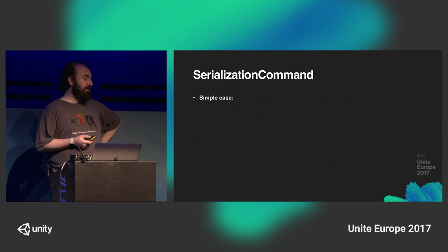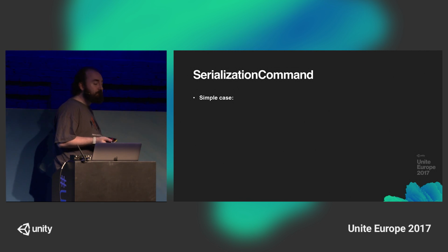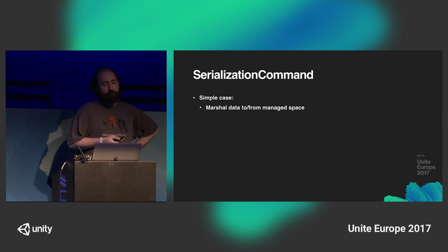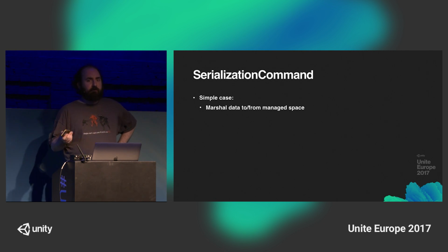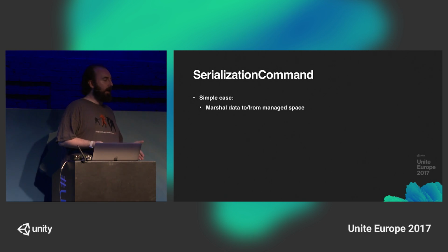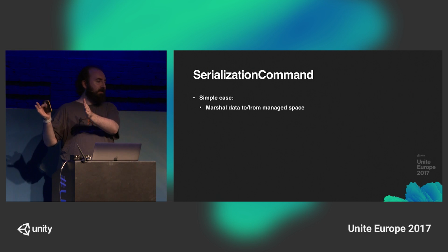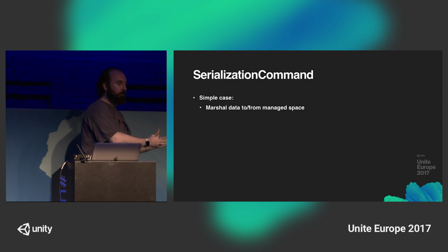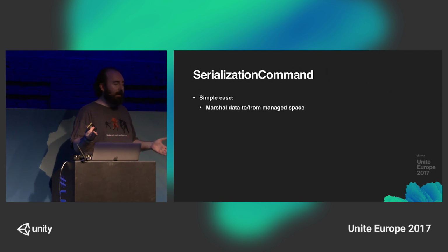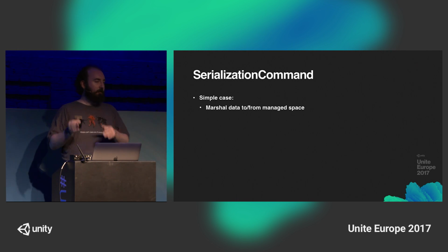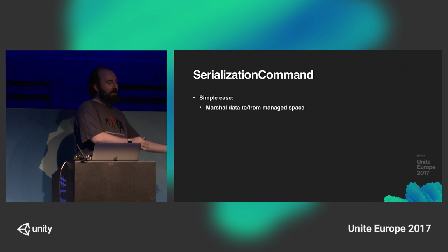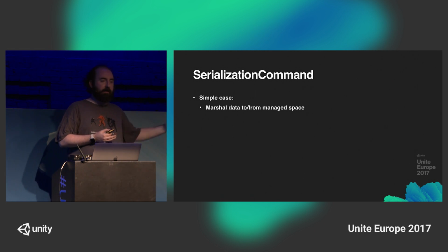So a simple case for a serialization command would be something like an int. Well, the simple case in general is what we call blittable types, where we can just take whatever's in memory in managed space and copy it through to native space, or even directly share the memory in some cases. So there isn't really any marshalling to do. It's already in the format we need, and we can just hand it straight over to the transfer functions on the back end. They can go and write it out.